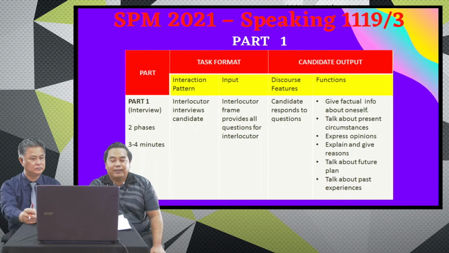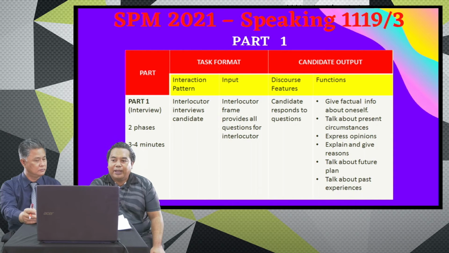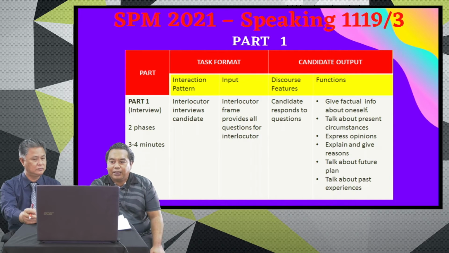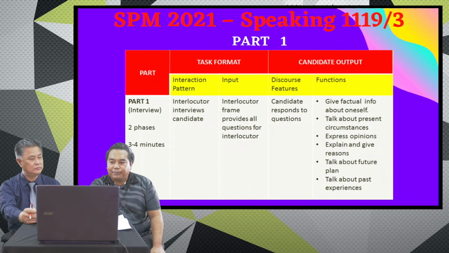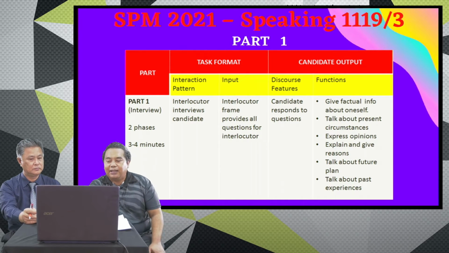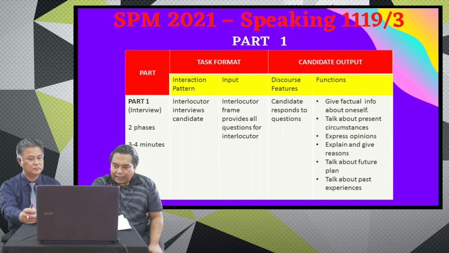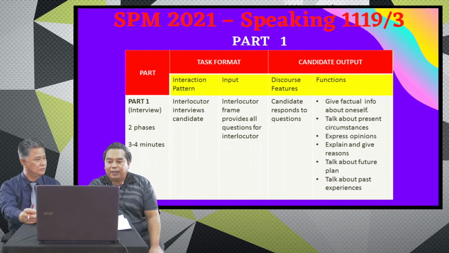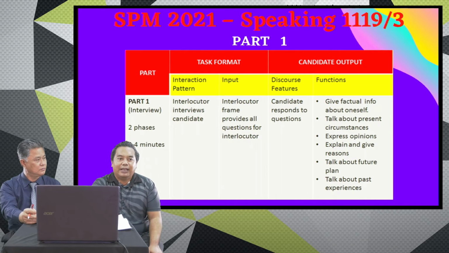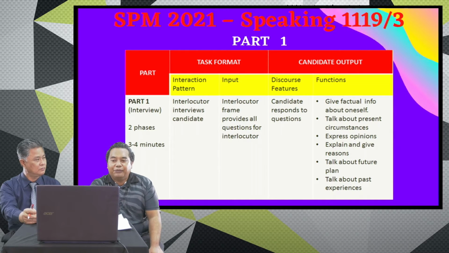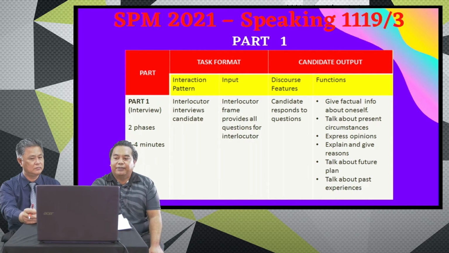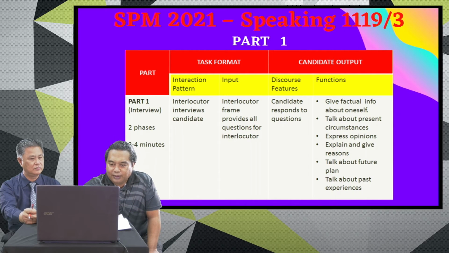Talk about present circumstances: what happened today, for example, about COVID. Express opinion: what do you think about something? Explain and give reasons. And then talk about future plans. Talk about past experience. So they talk about their life only, what is affected in their life. Okay. Next.